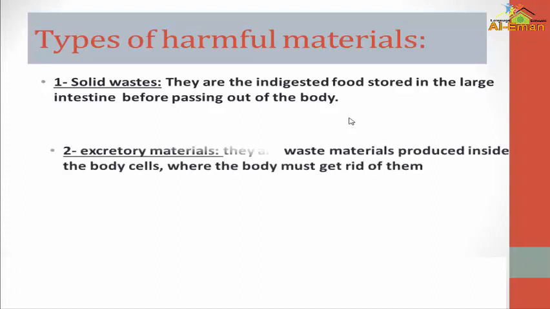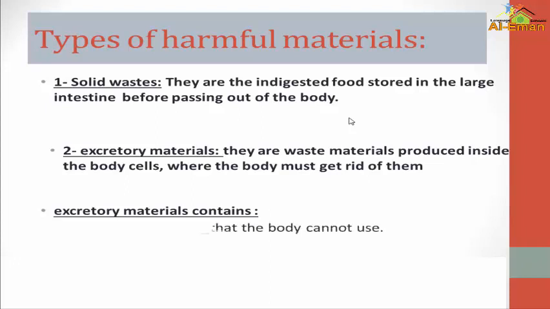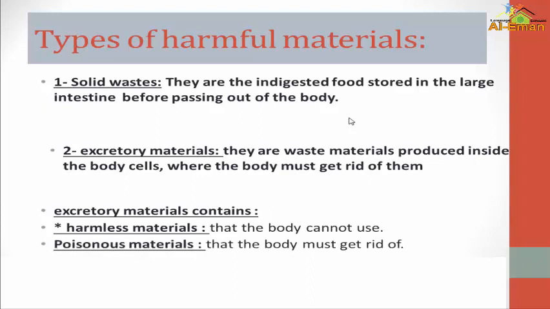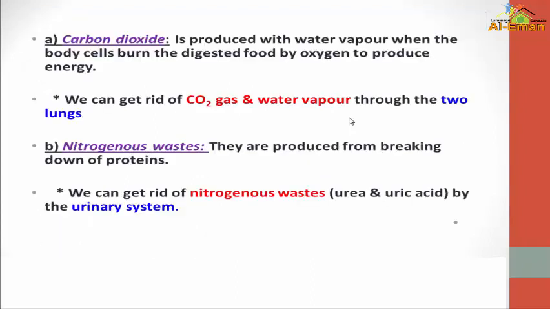Number 2. The second type, excretory materials. They are waste materials produced inside the body cells, which the body must get rid of. Let's see together what excretory materials contain. They contain harmless materials that the body can't use, and poisonous materials that the body must get rid of. Okay? We have three types of excretory materials.